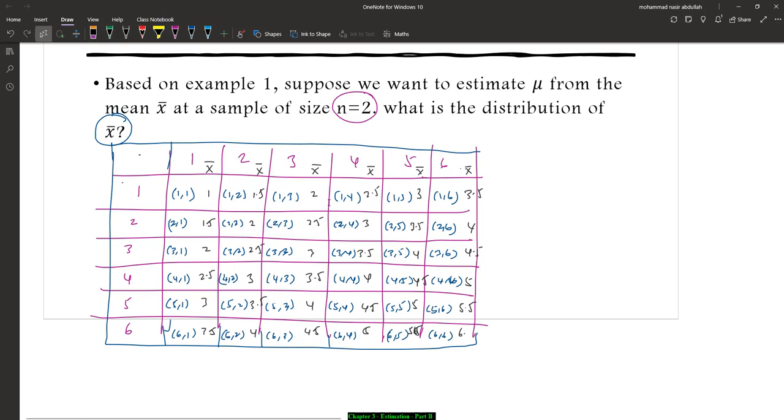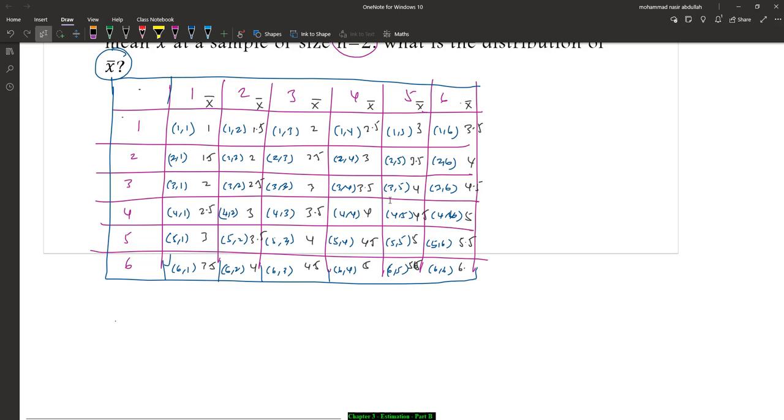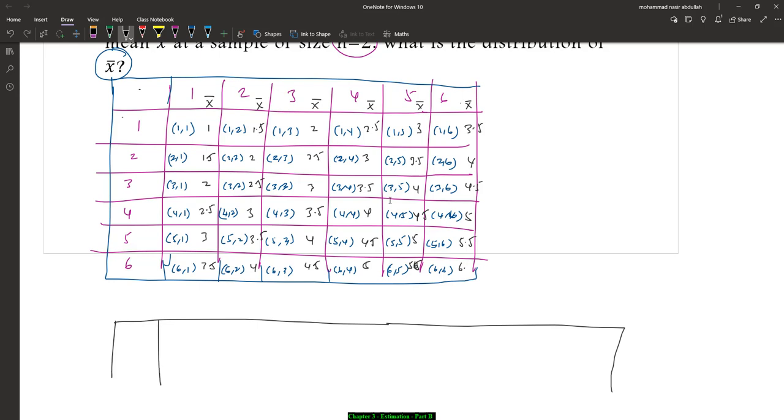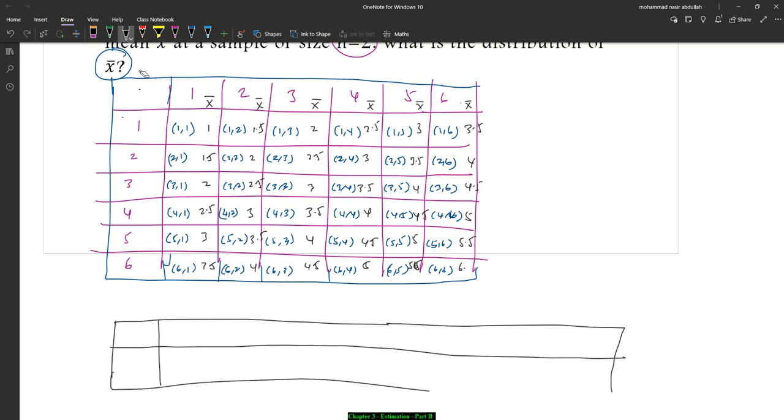So this is not a probability distribution yet. We need to summarize it into a probability distribution table, so we're going to have x and f(x). So this is going to be 1, 1.5, 2, 2.5, 3, 3.5, 4, 4.5, 5, 5.5, and the last one is 6.